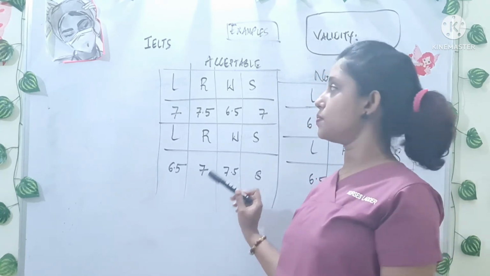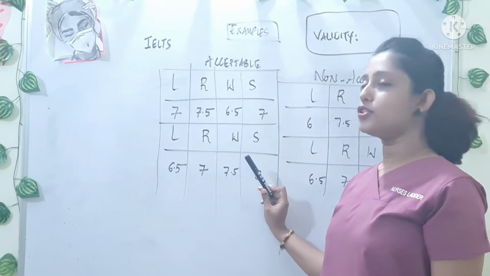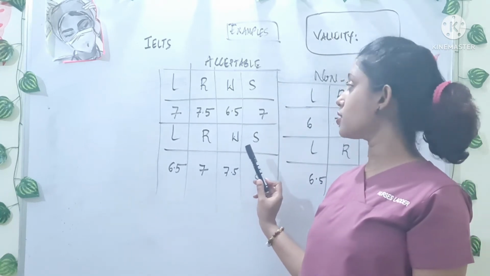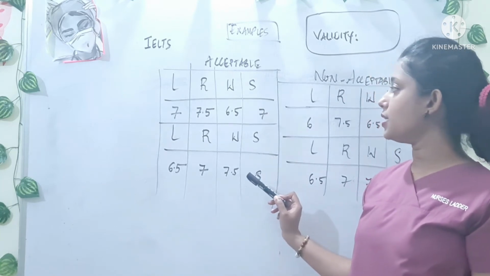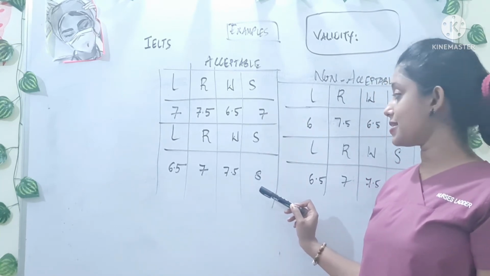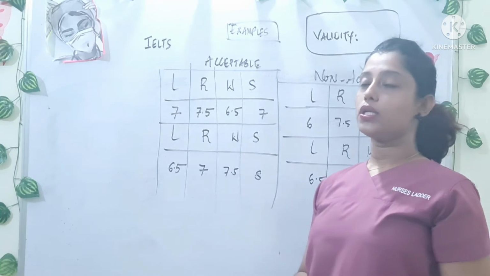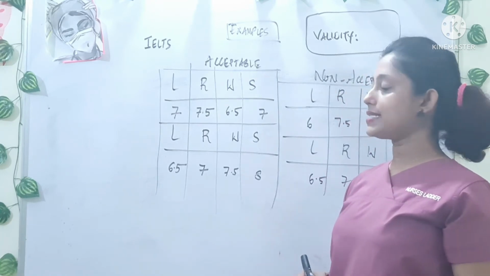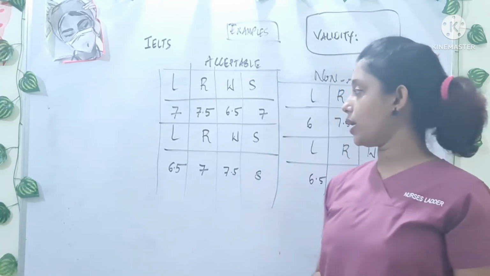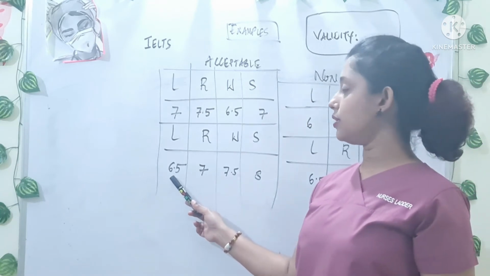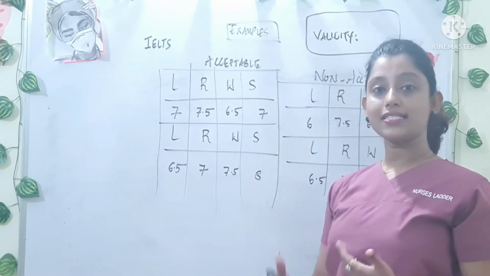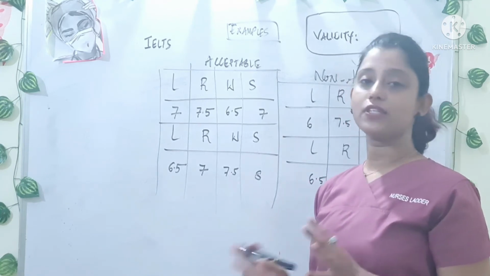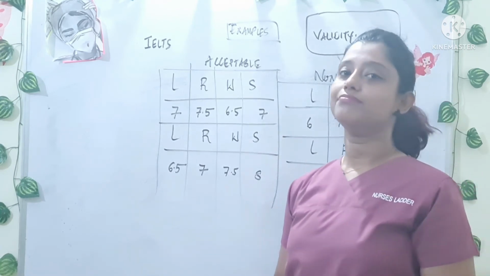So it is acceptable. In writing, the first test you got 6.5 and in this test you got 7.5. In speaking, the first time you got 7 and the second time you got 8. None of these scores are less than 6.5. Here it is 6.5, here it is 6.5. If any of these scores are less than 6.5 in any of the sittings, then it will not be acceptable.